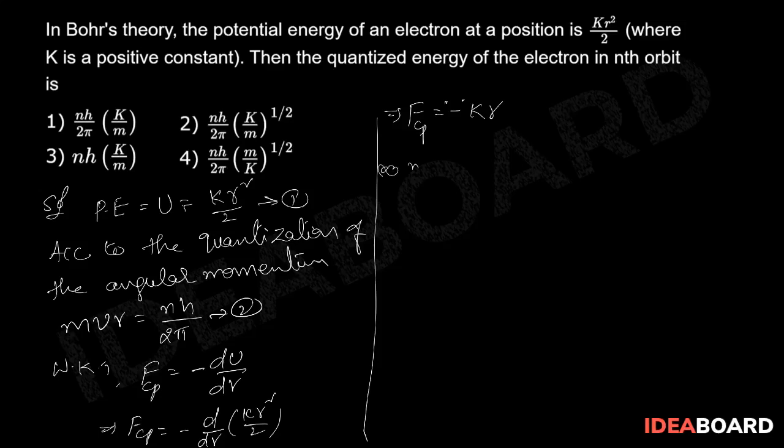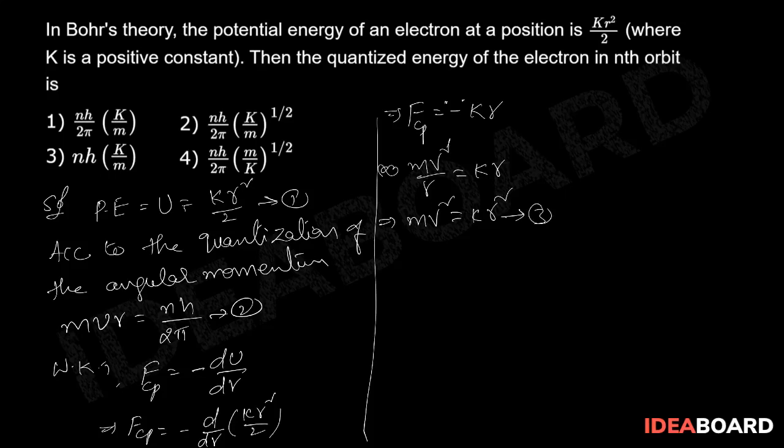Or we can simply write mv square by r, the expression for centripetal force, where m is the mass of the electron, v is the speed and r is the radius, equal to kr. From this, mv square equals kr square. This is equation number 3.